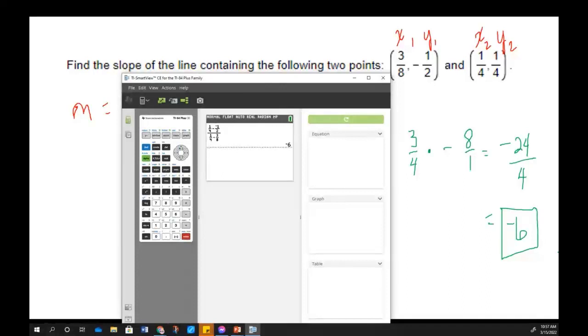Anytime you're using your graphing calculator and you're not quite sure what to do, there's tons of help on the internet. You can just Google, how do I do such and such on a TI-84? And you will find the tips, like for entering fractions.